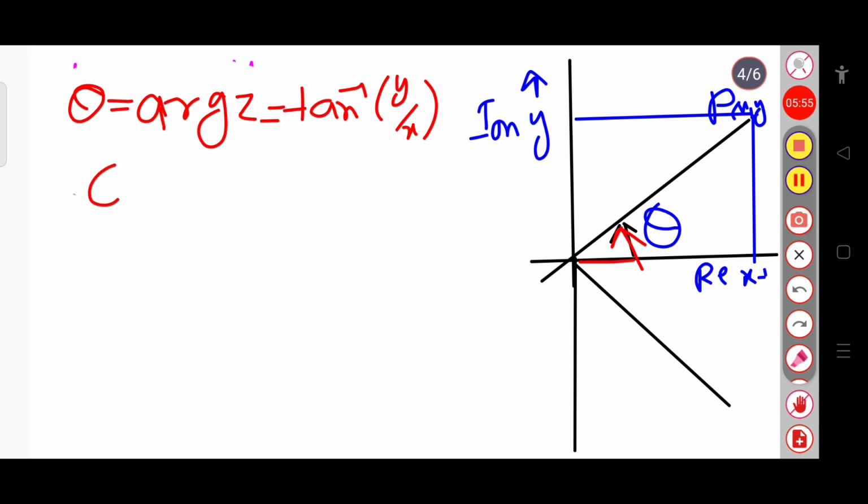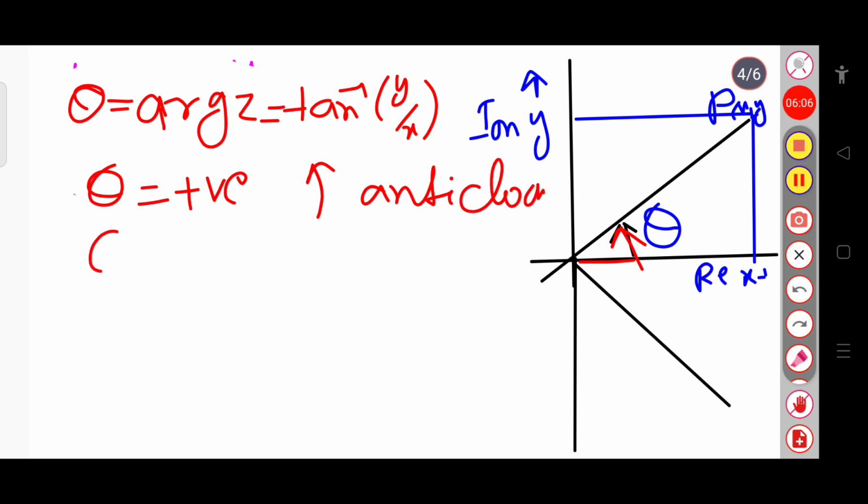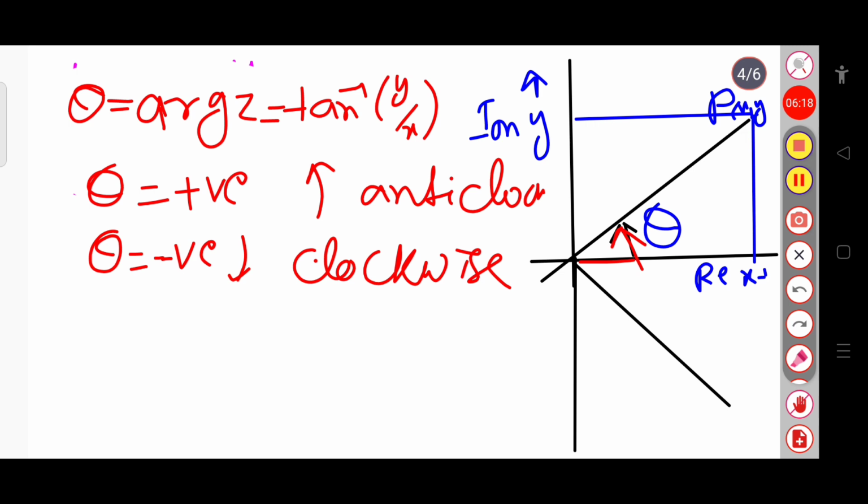This theta will be positive if the direction is anti-clockwise, and this theta will be negative if it is in the clockwise direction. Positive if anti-clockwise, and negative if clockwise. Clockwise direction means if the direction is like this, then the theta can be considered negative, and in this direction theta is positive. Clear?